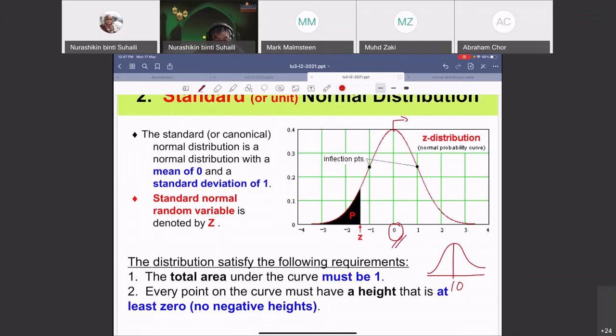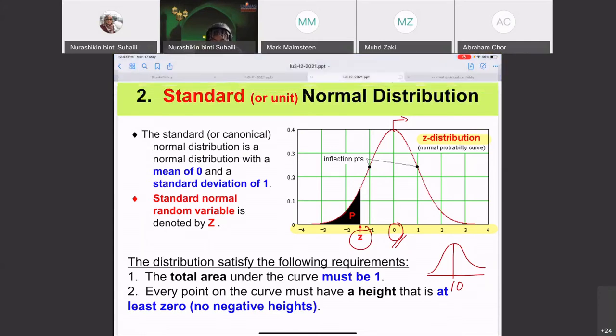And this is what we also call Z distribution. Now the values on the x-axis, we denote them as Z values. Instead of saying standard normal distribution, we also call it Z distribution. It's the same.